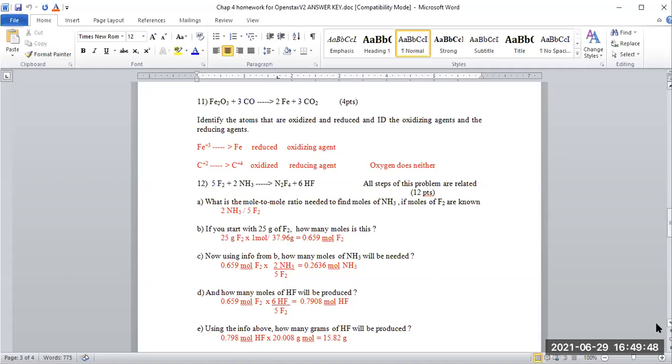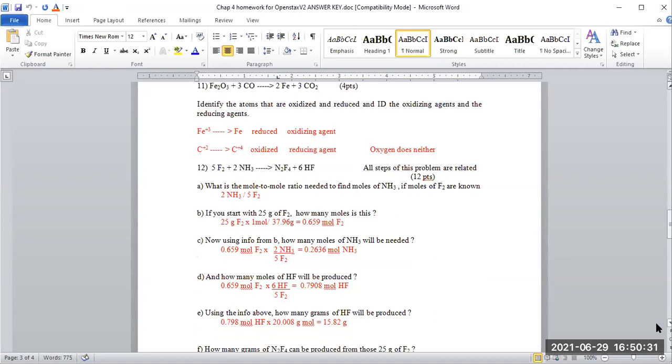Find goes on top. Whatever you know or wish to cancel out or get rid of goes on the bottom. So I have a 2-to-5 ratio. And I backed up to the first step of stoichiometry. If I give you 25 grams of fluorine, how many moles is this? So 2 Fs is not quite 38 grams, although if you use 38, it's not going to significantly change your ending answer. 25 divided by 37.96 gives me 0.659.